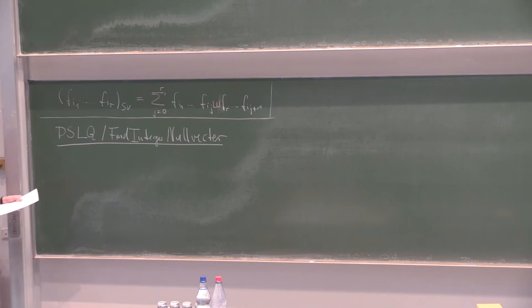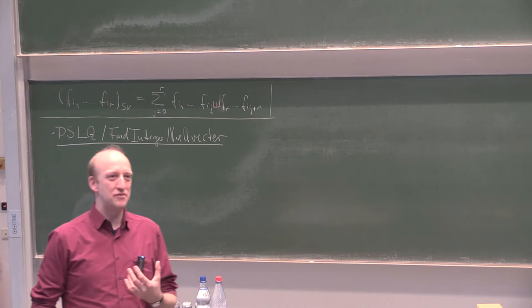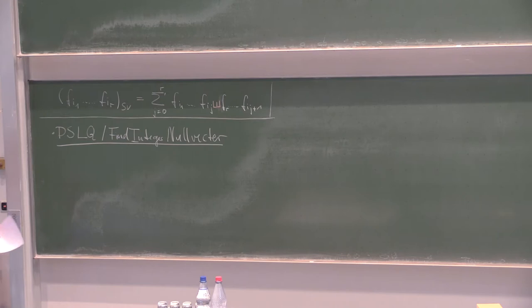First of all, what does PSLQ mean? PS is for partial sum, and LQ is for least squares. So that describes two of the methods used in finding these numerical solutions.